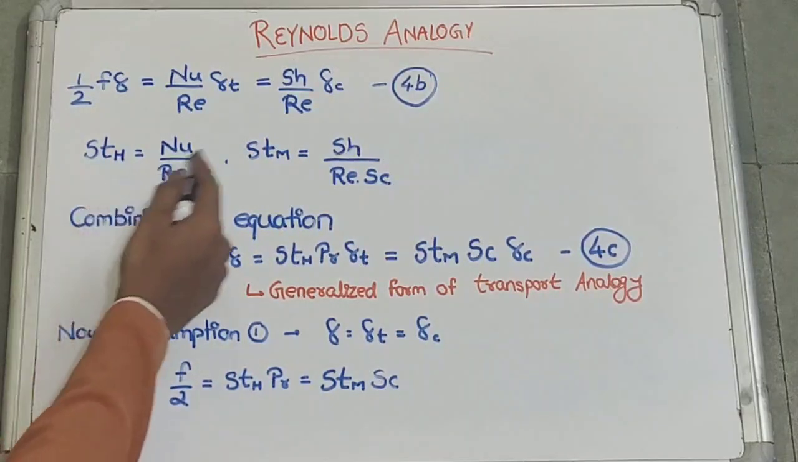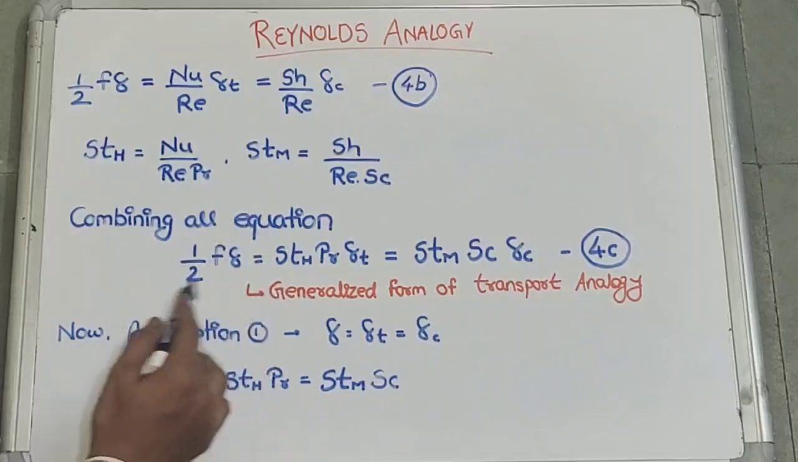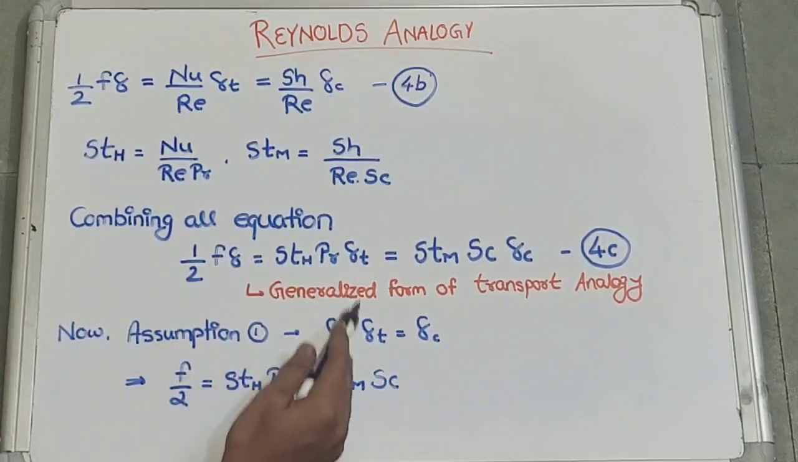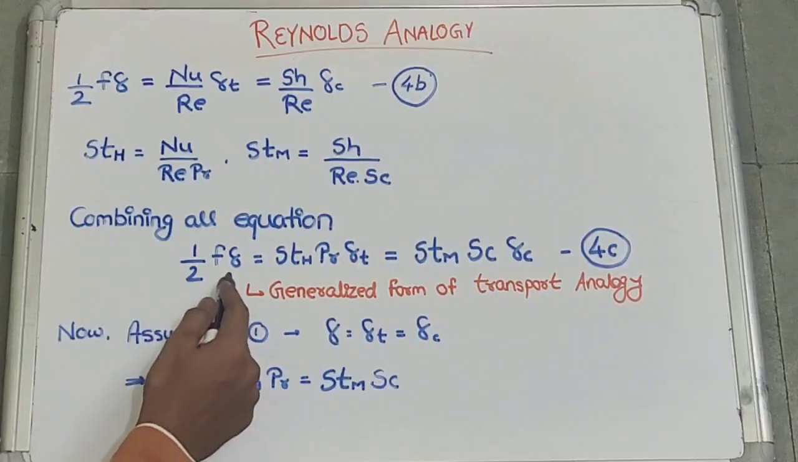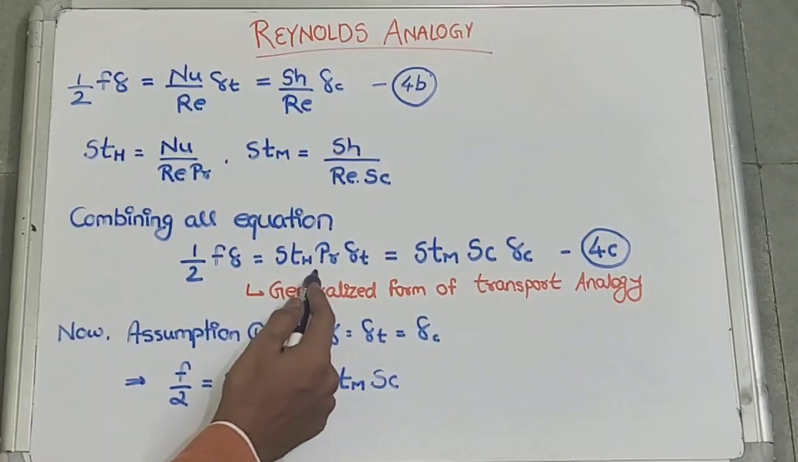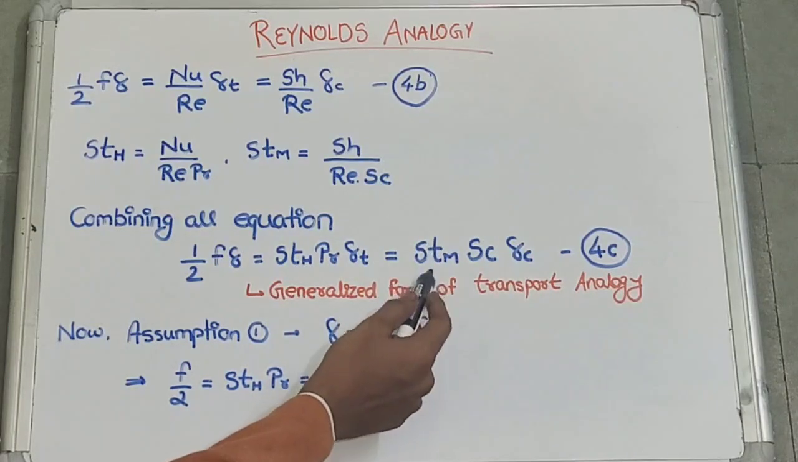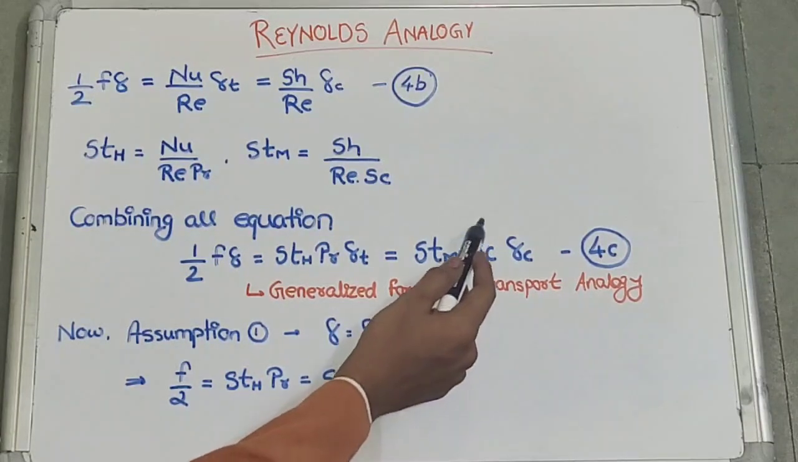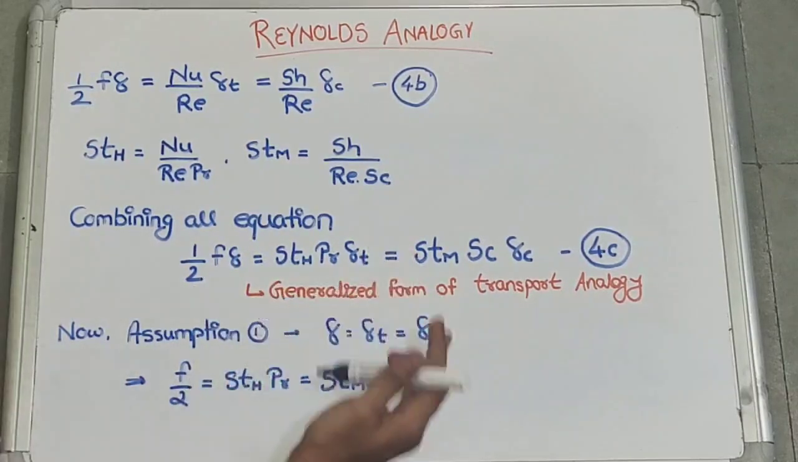So substituting these two equations in 4b and combining all the equations, we get the final generalized form of transport analogy, that is half F delta is equal to Stanton number for heat transfer multiplied by Prandtl number multiplied by thickness, which is equal to Stanton number for mass transfer multiplied by Schmidt number multiplied by thickness. So this is the generalized form of transport analogy.